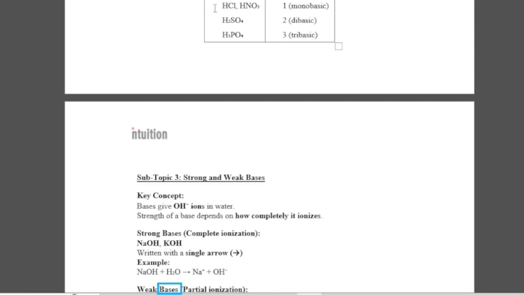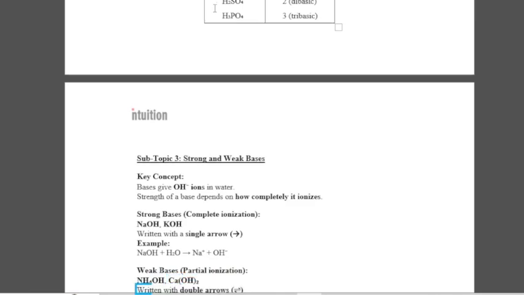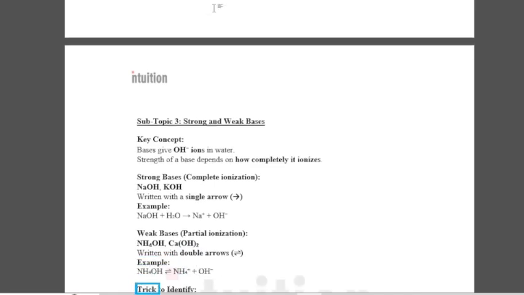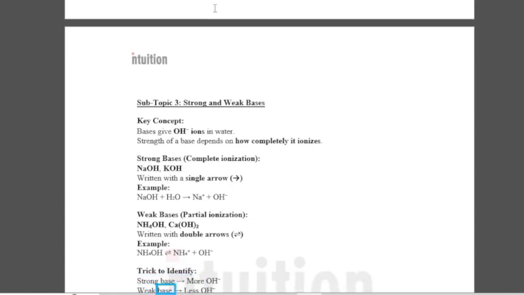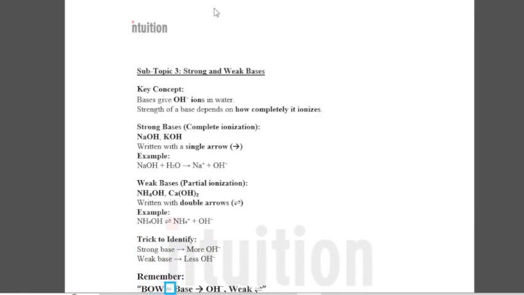Weak bases: partial ionization. NH4OH, Ca(OH)2, written with double arrows. Example: NH4OH gives NH4+ plus OH-. Trick to identify: strong base, more OH-; weak base, less OH-. Remember, BO is equal to base OH-, weak.